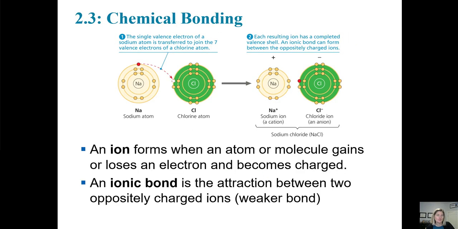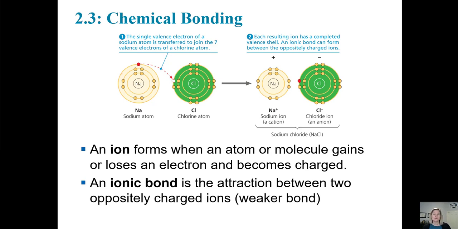Okay. All right, so we talked about covalent bonds where they're sharing the electrons to fill their outermost valence shell. So the next type of bond we're going to talk about are called ionic bonds. So in ionic bonds, instead of sharing the electron, they're going to either give away or accept an electron. And so they're going to form an ionic bond, which is an attraction between two oppositely charged ions. So an ion is a form of an atom or molecule that gains or loses an electron and becomes charged.